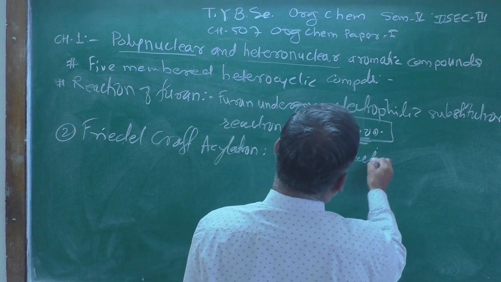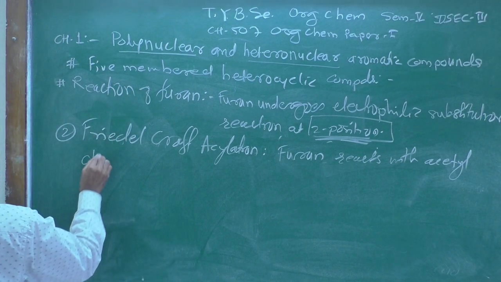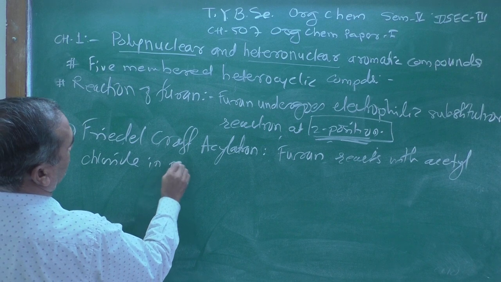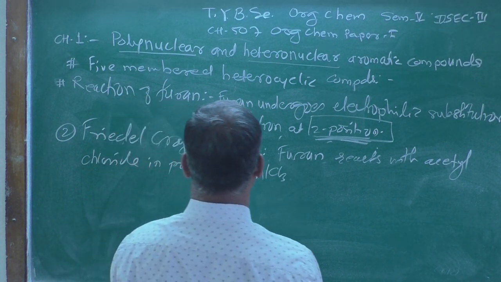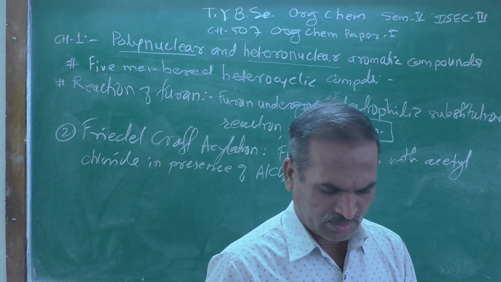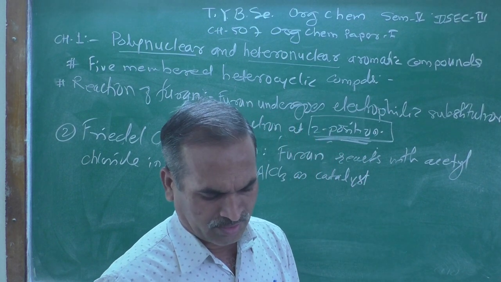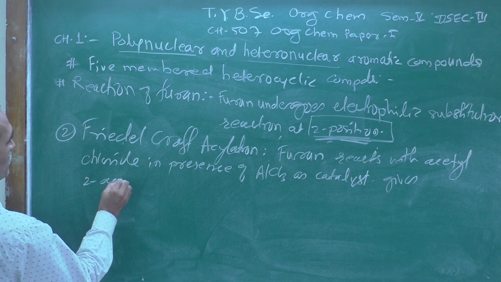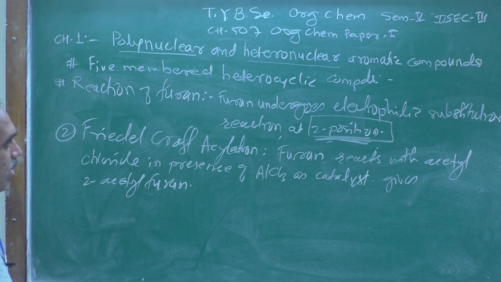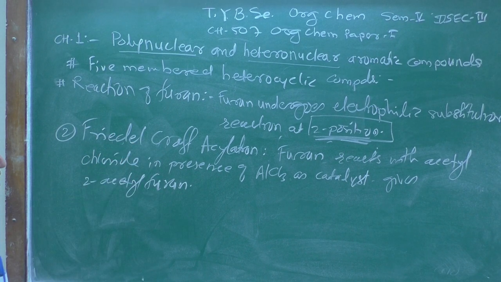Furan reacts with acetyl chloride in presence of aluminium chloride, AlCl3, as a catalyst, gives 2-acetyl furan. Look at here, Friedel-Crafts acylation. Furan reacts with acetyl chloride in presence of AlCl3 as a catalyst, gives 2-acetyl furan.